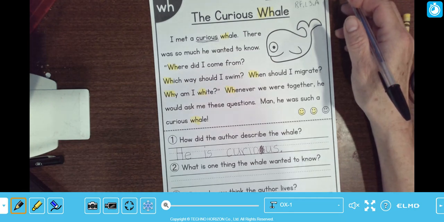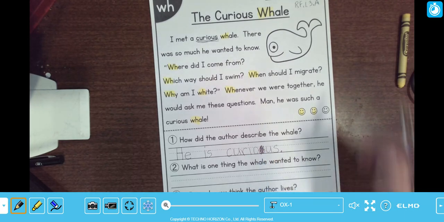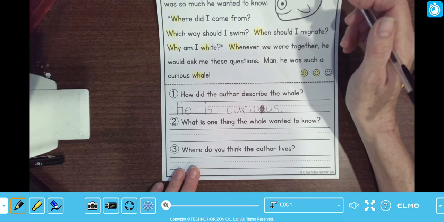Okay, pause the video if you need more time to write out curious. And see, I can't erase it because I didn't do this with pencil. I did it with pen. But if you did it with pencil, go ahead and erase this mistake if you made the same mistake I made. Okay? And fix it. All right. Pause the video if you need to.